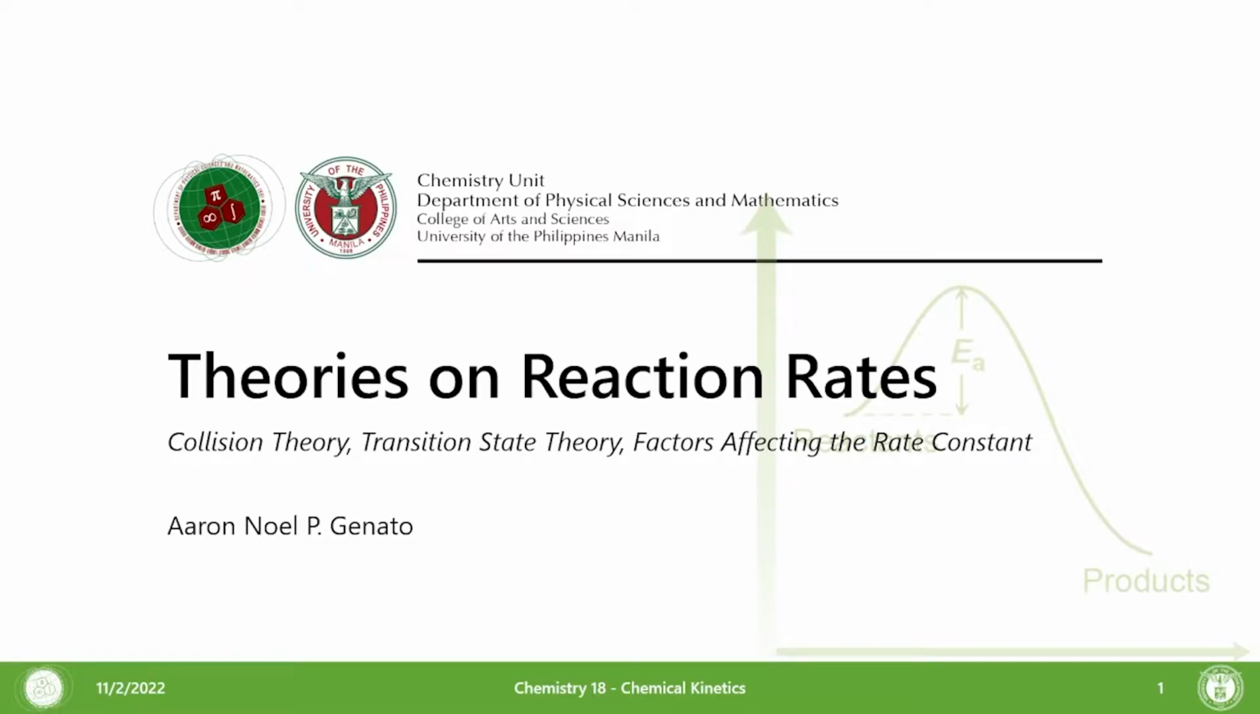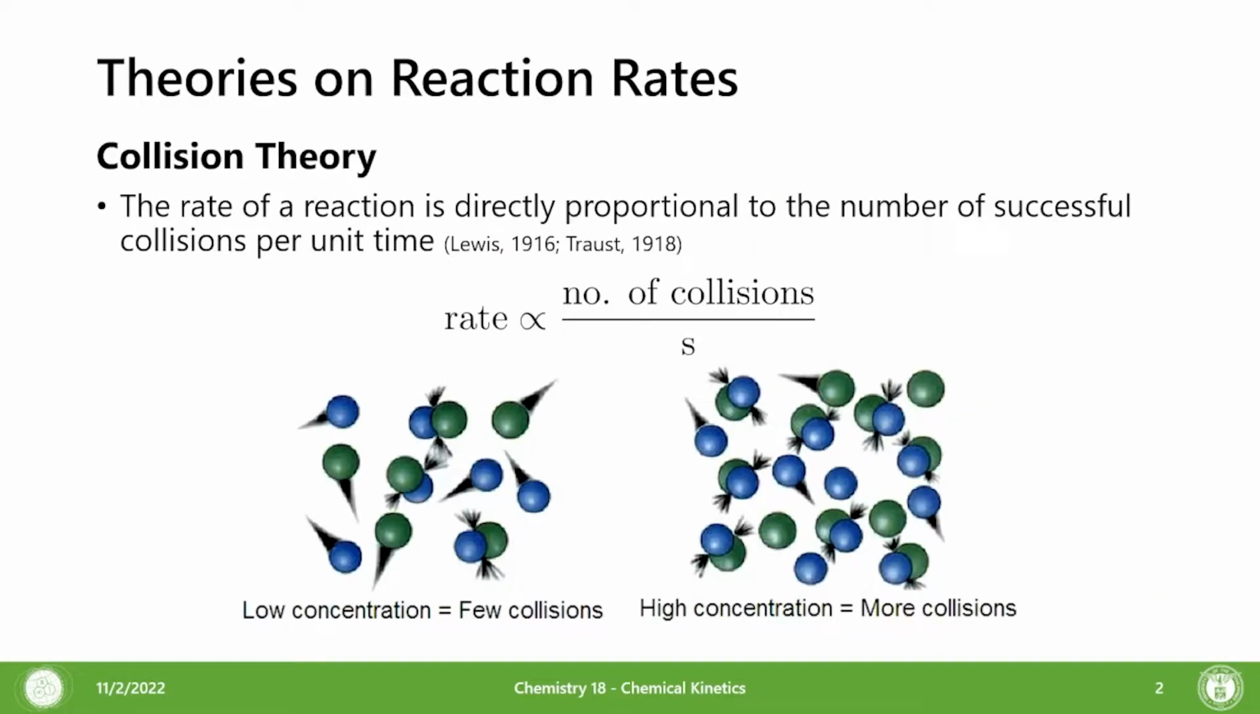Let's discuss the theories on reaction rates, particularly collision theory, transition state theory, and the factors affecting the rate constant. So the collision theory states that the rate of the reaction is directly proportional to the number of successful, and I emphasize, successful collisions per unit time. So that's number of successful collisions divided by unit time, in this case seconds.